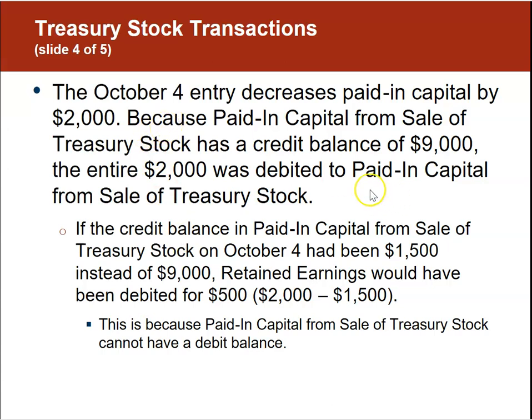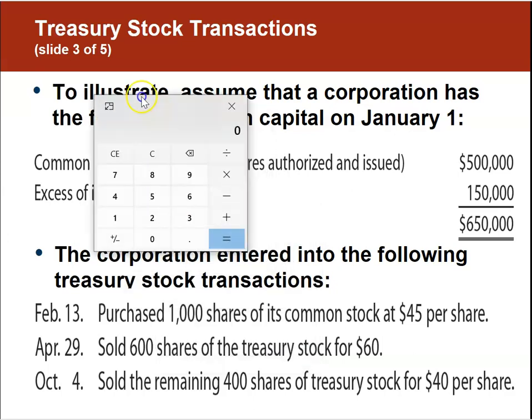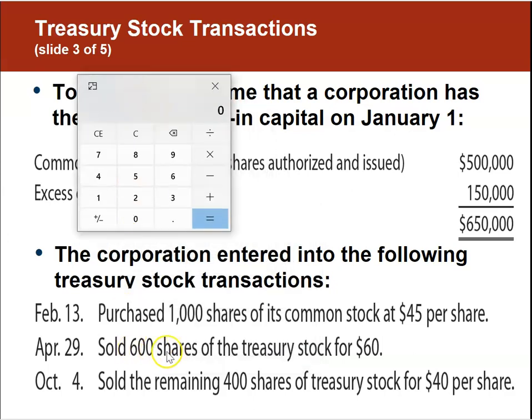So let's bring the calculator over here. I want to go back to this slide real quickly. And we've got 600 shares that we sold for $60. Now what I want to do is take the sales price of 60 and subtract out the amount that we paid to give us 15. That's the spread. We multiply that by the 600 shares, and that increases paid-in capital from the sale of Treasury stock by $9,000.